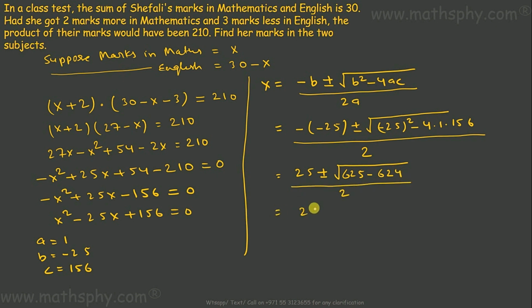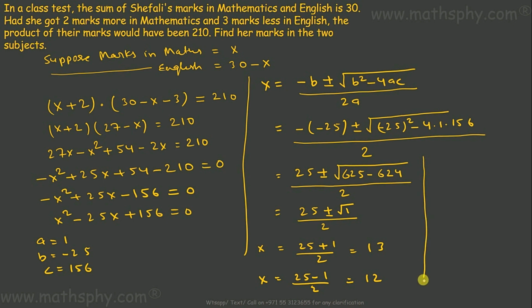So this would be 25 ± √1 over 2. So x would be (25 + 1)/2, and x would be (25 − 1)/2. This would be 13 and this would be 12. So Shefali's marks in maths can be 13 or 12. If maths has 13, English will have 30 minus 13, which is 17. If maths has 12, English will have 30 minus 12, which is 18.